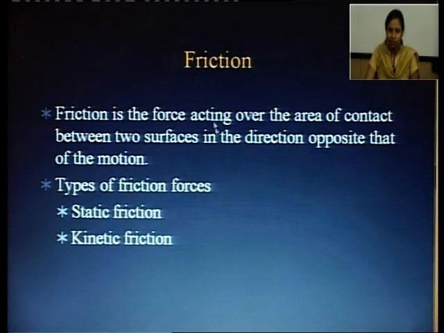Next, the types of friction. Friction is the force acting over the area of contact between two surfaces in the direction opposite to the motion. There are mainly two types of friction, static friction and kinetic friction. If we define types of friction broadly, then we can say there are three types: static, kinetic, and the third type is limiting friction. We will discuss them in detail in the next slides.